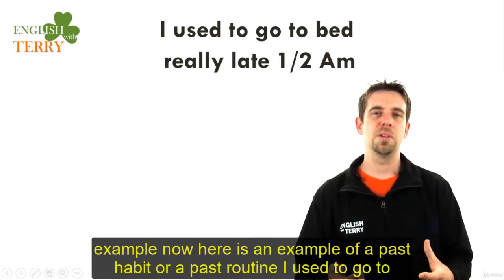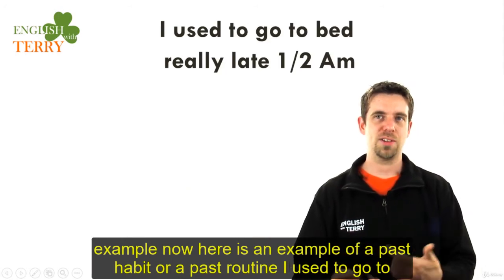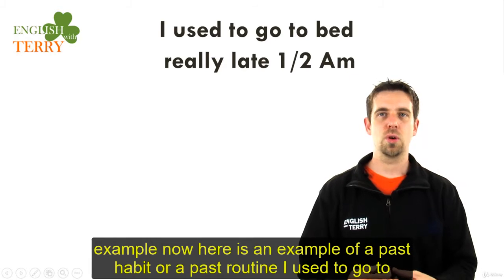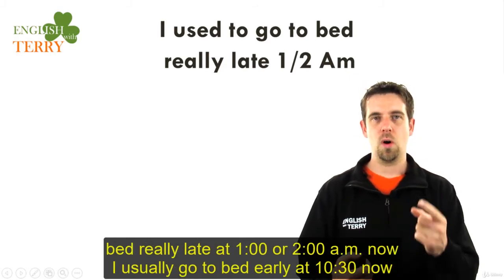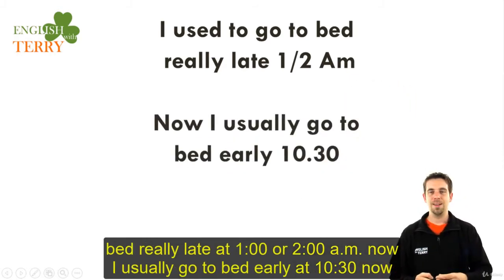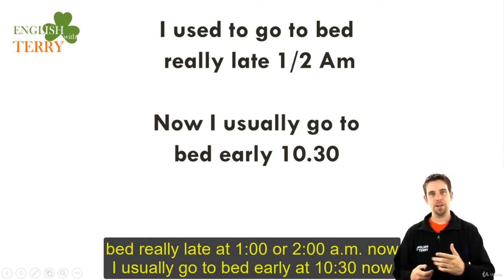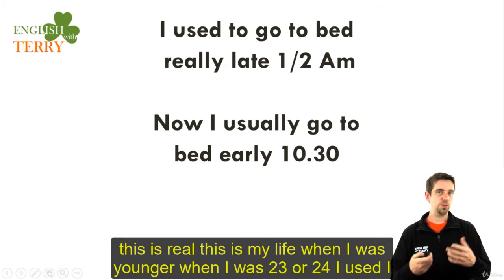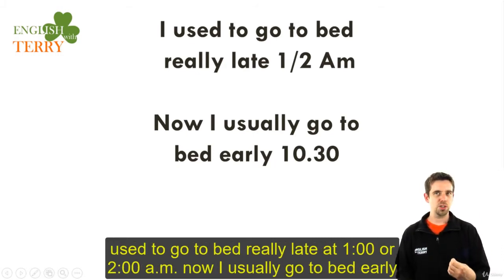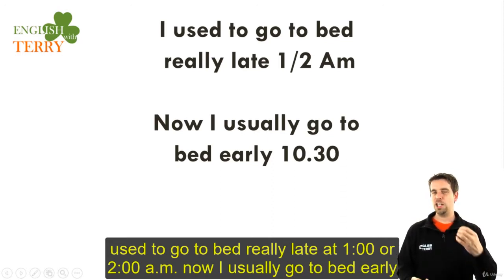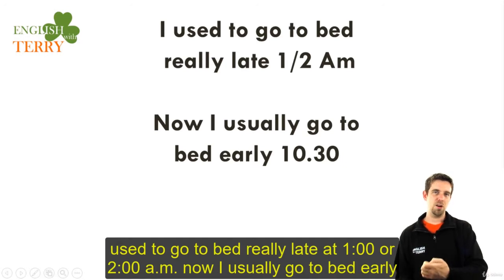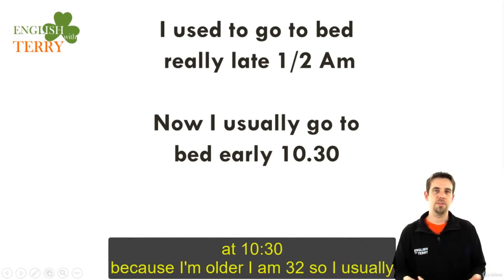Now, here is an example of a past habit or a past routine. I used to go to bed really late at 1 or 2 a.m. Now, I usually go to bed early at 10:30. Now, this is real. This is my life. When I was younger, when I was 23 or 24, I used to go to bed really late at 1 or 2 a.m. Now, I usually go to bed early at 10:30 because I'm older. I am 32, so I usually do it.